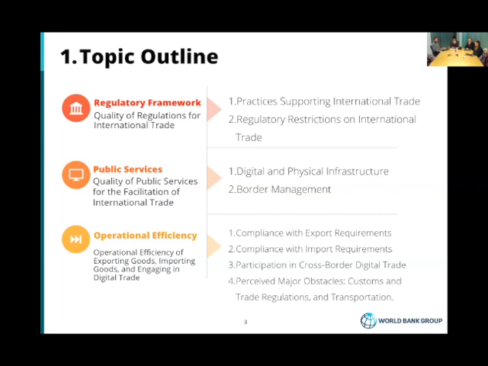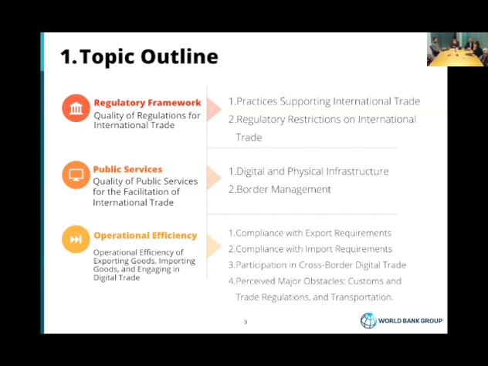With respect to the topic outline, the international trade indicator measures different aspects of international trade, trade in goods, services, and digital trade across 3 dimensions, which we refer to as pillars. On your screen, on the slides, you'll see that we have 3 different pillars across which the indicators of the international trade topic are distributed.